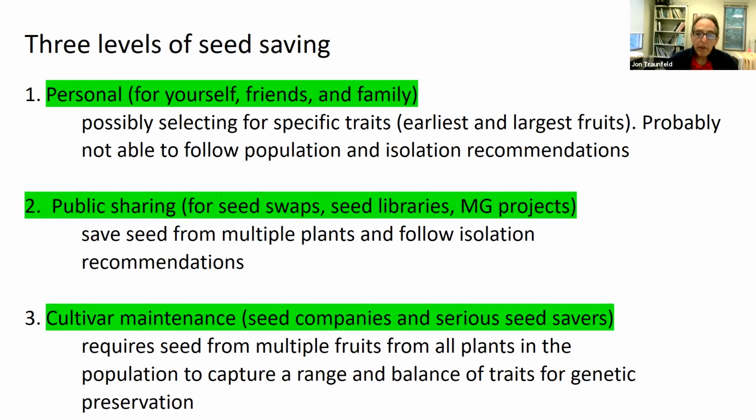Public sharing. So if we are engaged with seed swaps and seed libraries, or we have a really cool Master Gardener project where we're growing out the fish pepper or another heirloom vegetable so that we can share it with the public. This is public sharing, and we're going to be more careful. Our seed saving is going to be held to a higher standard. We're going to follow those population and isolation recommendations more closely.